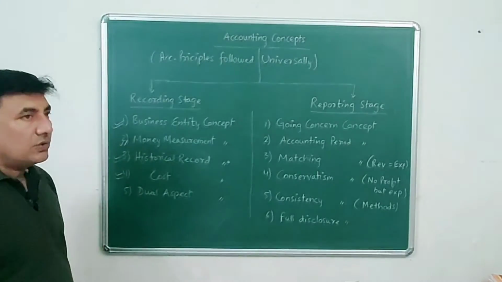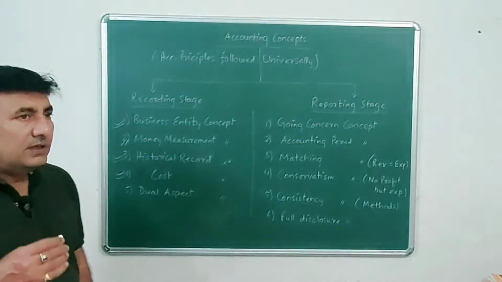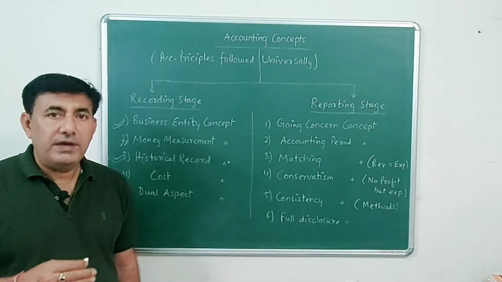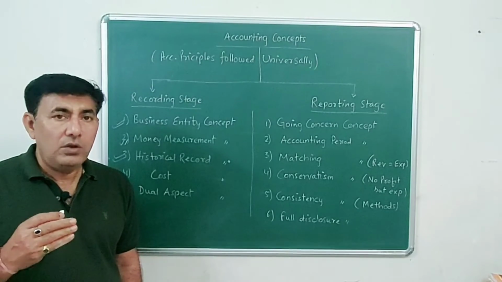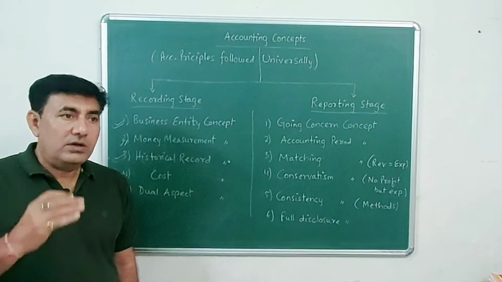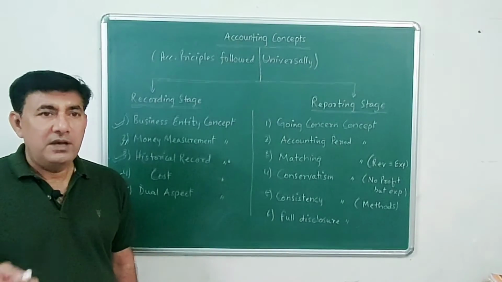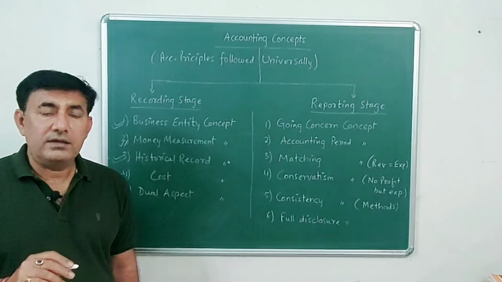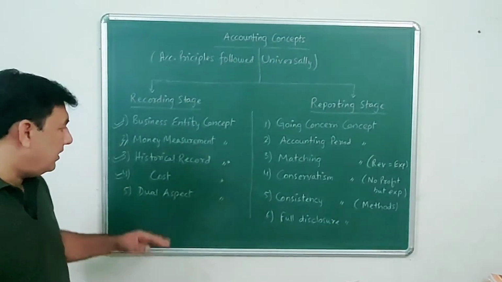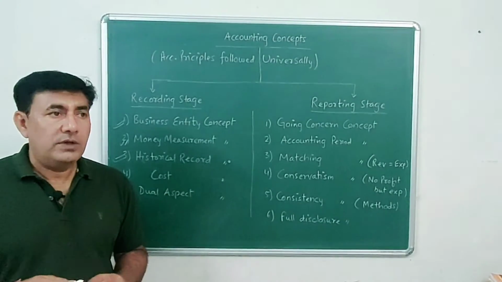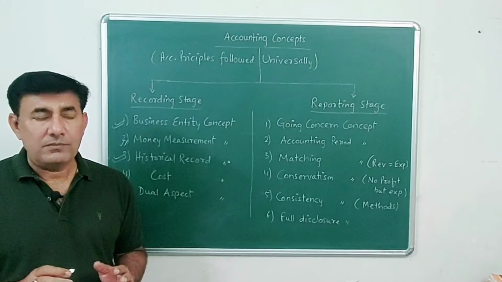The next one is the cost concept. That means whatever the transactions, their values are all recorded at cost and not cost plus profit. Wherever the transaction takes place, they are all recorded at the cost value. So nothing more is added into that, right?